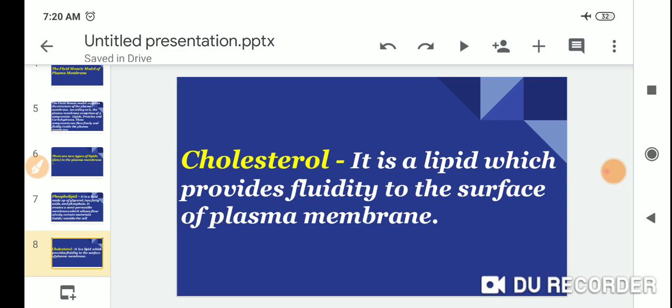Cholesterol. It is a lipid which provides fluidity to the surface of the plasma membrane.